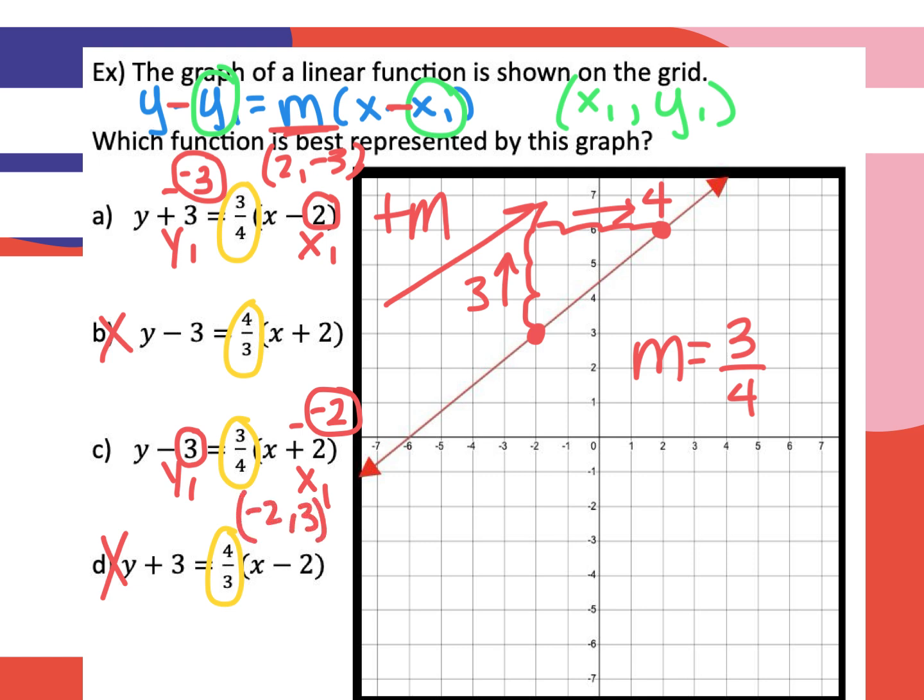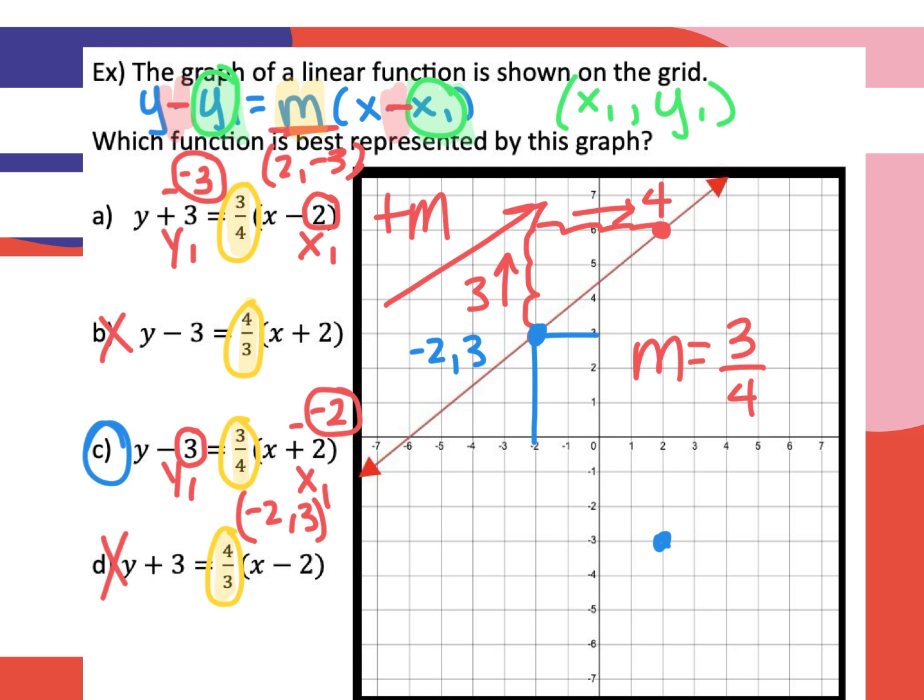Now, one of these coordinates is on my dot, or on my line. So right here, this dot right here is negative 2, positive 3, so it's going to be C. Okay. 2, negative 3 is way down here. That doesn't go near my line. So what we're looking at here is the slope, and the slope is going to be that m. And then we're also looking at our coordinates. Okay, and because we have minuses right here in our equation, we have to change that sign.